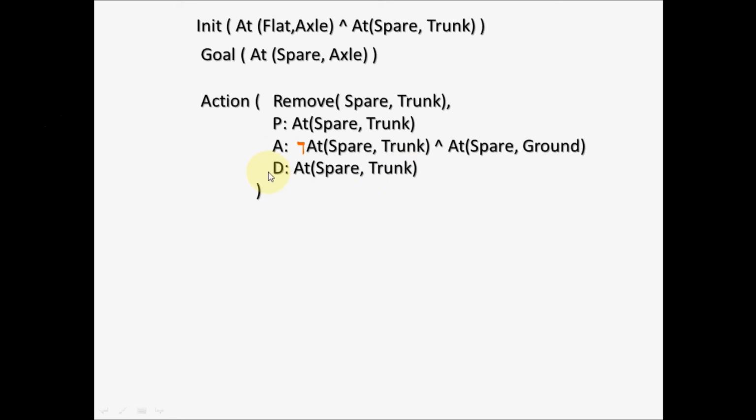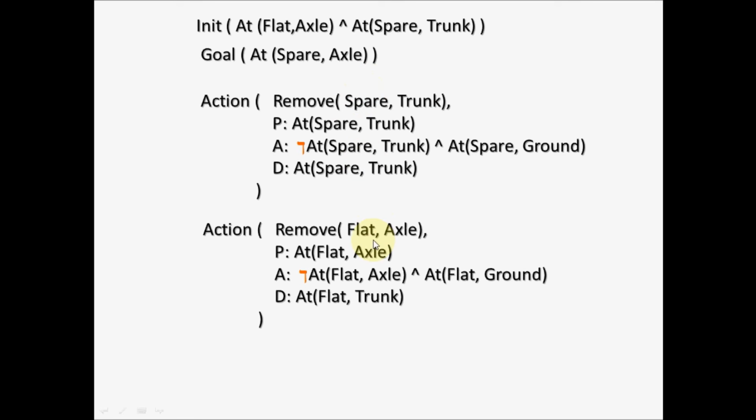So what should be contained in the delete list? All the predicates in the precondition list which are no longer true after the action is taken have to be written in the delete list. The add list will contain all the effects of the action. Precondition will have all the preconditions for the action, right? So, closing bracket. This is the first action, removing the spare tire from the trunk.